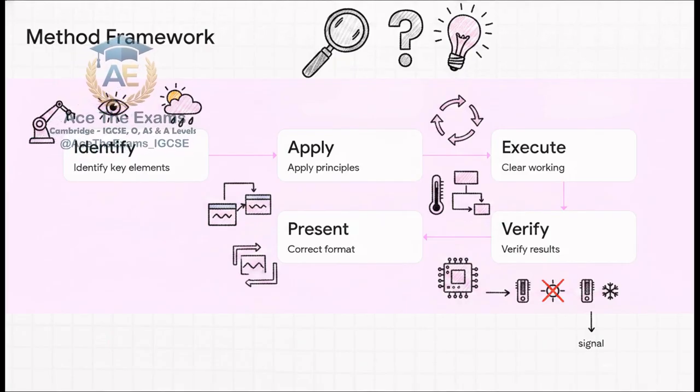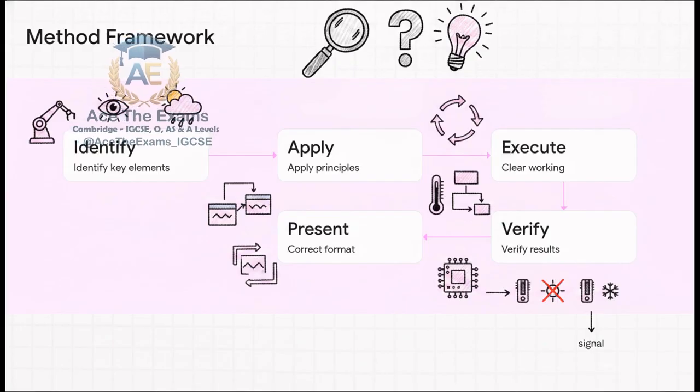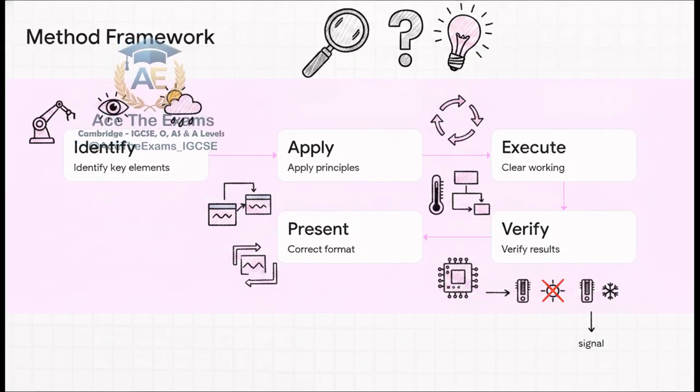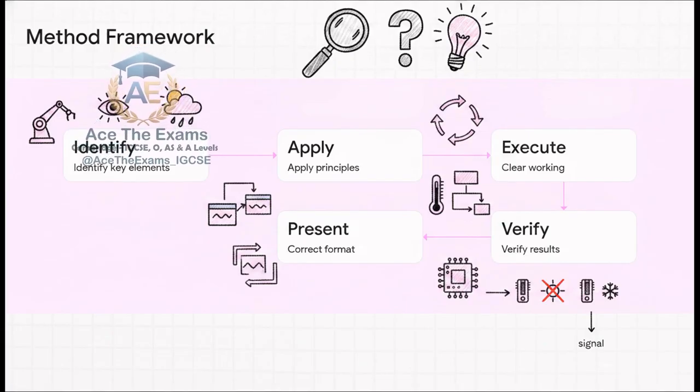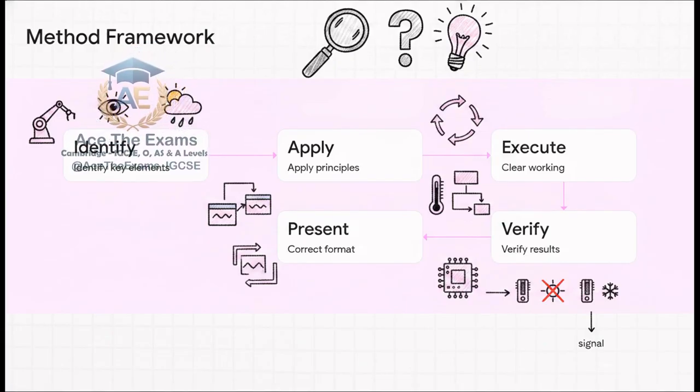Step 1. Identify key elements. First thing you do, what are the sensors? What exactly is the environment? What are the specific actuators available? Step 2. Apply relevant principles. This is where you recall that continuous feedback loop and the critical ADC conversion process.